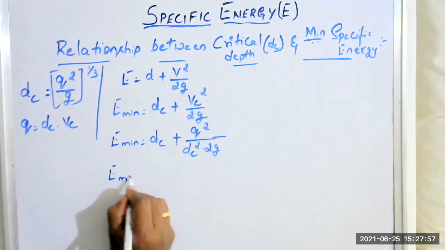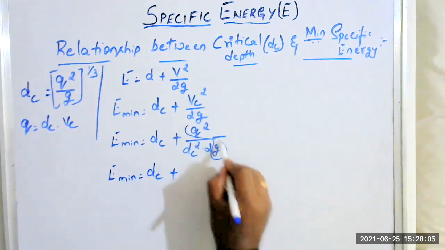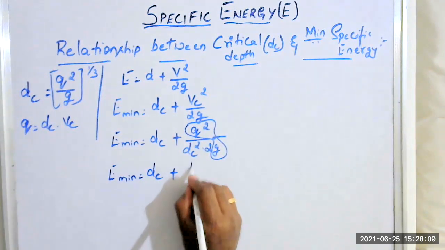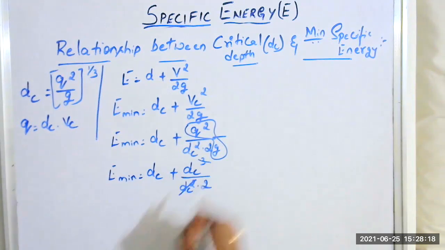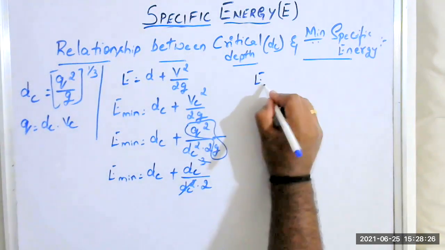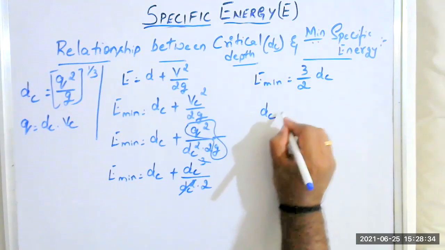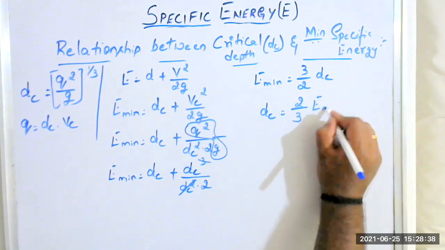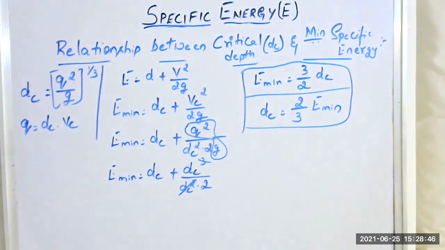Therefore, E minimum is equal to DC plus, in place of Q square by G, I replace this by DC cube divided by DC square into 2. The square and cube cancel. DC plus DC by 2, that is 1 plus 1 by 2, is nothing but 3 by 2. That is, E minimum is equal to 3 by 2 times DC, or DC is equal to 2/3 of minimum specific energy. So this is the expression for the critical depth in terms of minimum specific energy. So critical depth is equal to 2/3 of minimum specific energy. This is the relationship between the critical depth and minimum specific energy.